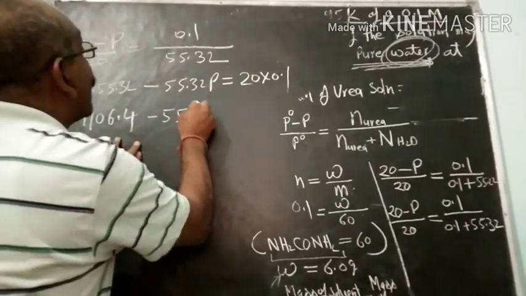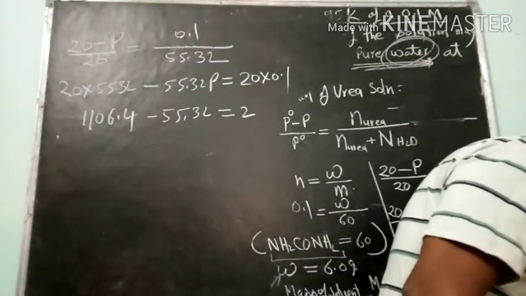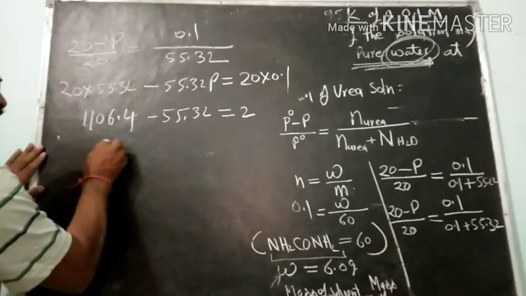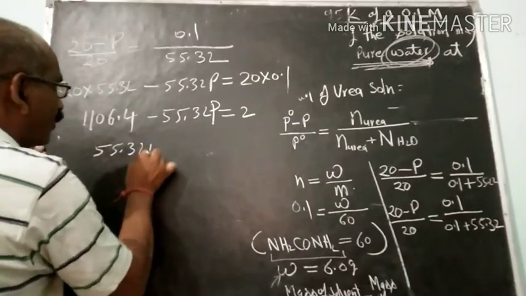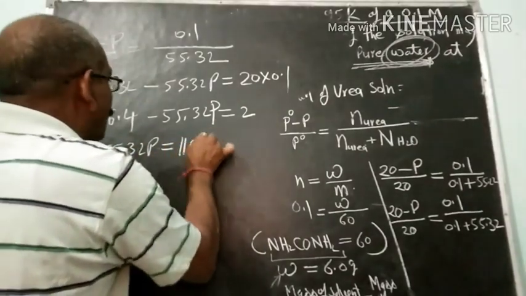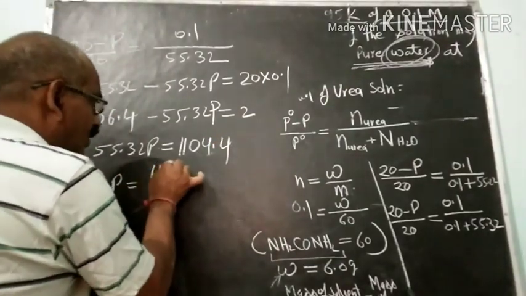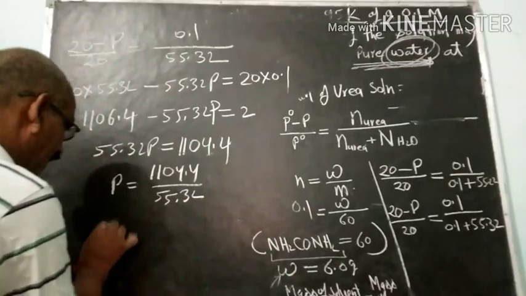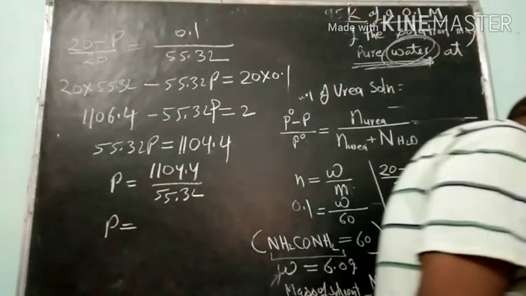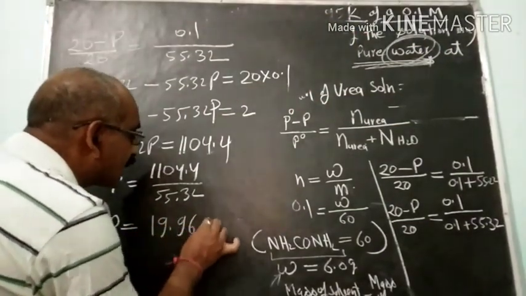minus 55.32p equals 2, and thereafter you can write that 55.32p equals 1104.4. It means P is equal to 1104.4 divided by 55.32. It means P comes approximately equal to 19.96 mm.